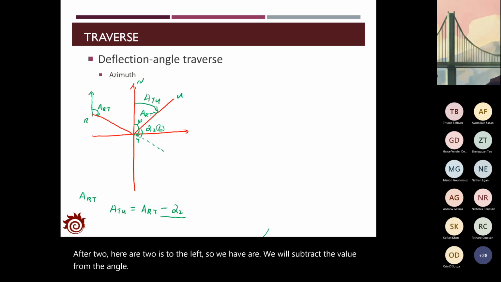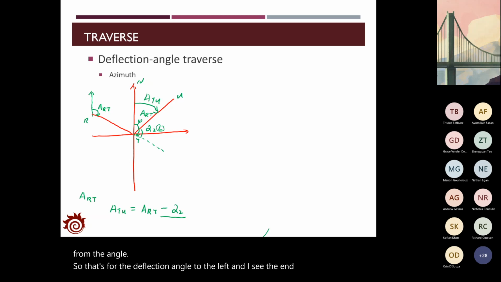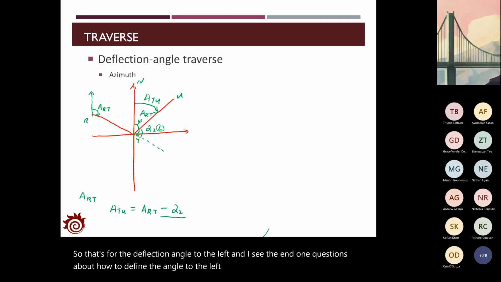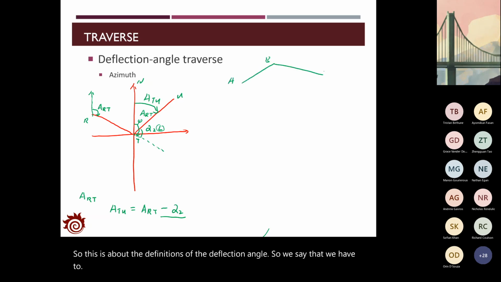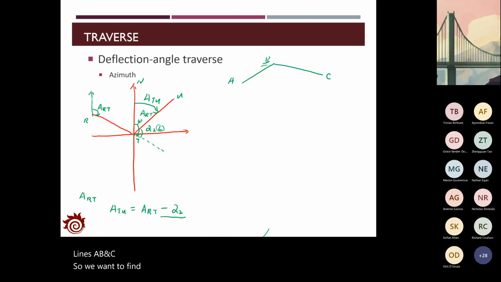So that's for the deflection angle to the left. And I see one question is about how to define the angle to the left or the angle to the right. So this is about the definitions of the deflection angle. Say that we have two lines, A, B, and C. We want to find the deflection angle at point B.